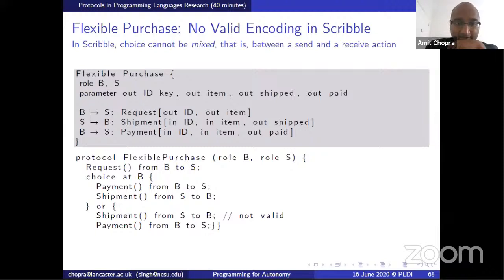Now the enactments are producing different bindings. Shipment is producing a binding for shipped, and payment is producing a binding for paid. And therefore, it's perfectly fine. But because Scribble and Trace don't model information, they are unable to make the distinction between which choices are good and which choices are bad, or sufficiently make the distinction between good and bad choices.